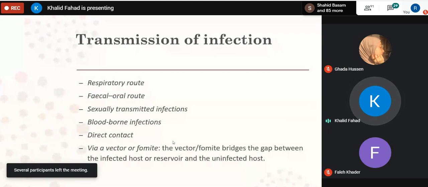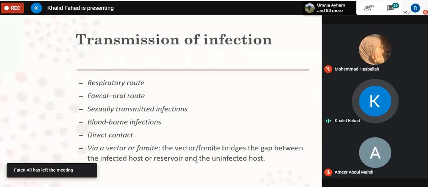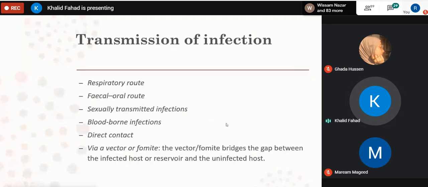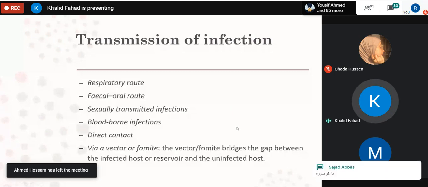How is the infection transmitted from the reservoir to the human? There are many routes of transmission. For example, the respiratory route, the fecal-oral route, sexually transmitted infections between human beings, blood-borne infections, or direct contact, or via vector or fomite. The vector or fomite bridges the gap between the reservoir and the infected host. For example, in malaria, the vector, the Anopheles mosquito, will transmit the disease from human to human by mosquito bite. So the vector will bridge the gap between the susceptible hosts.